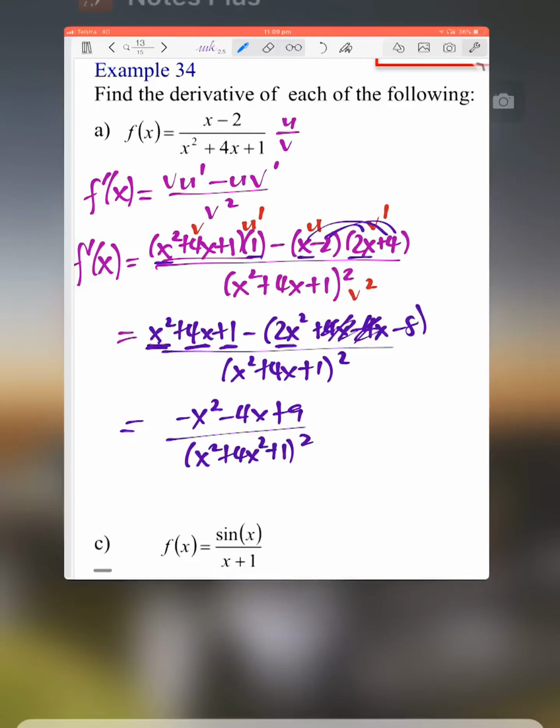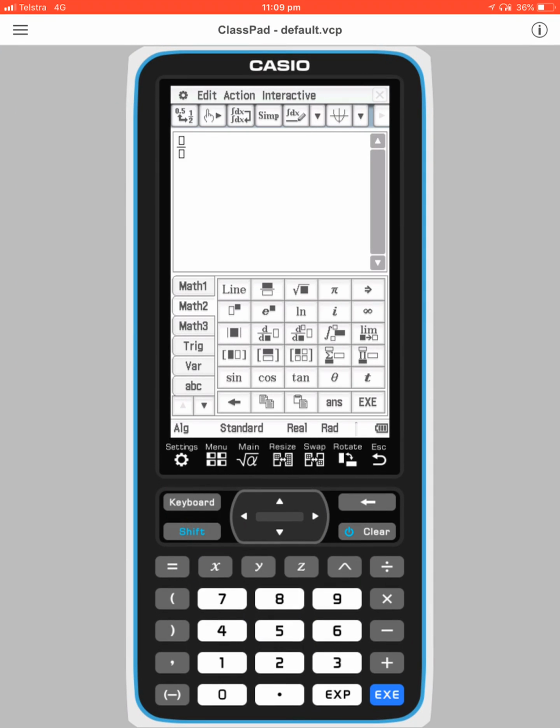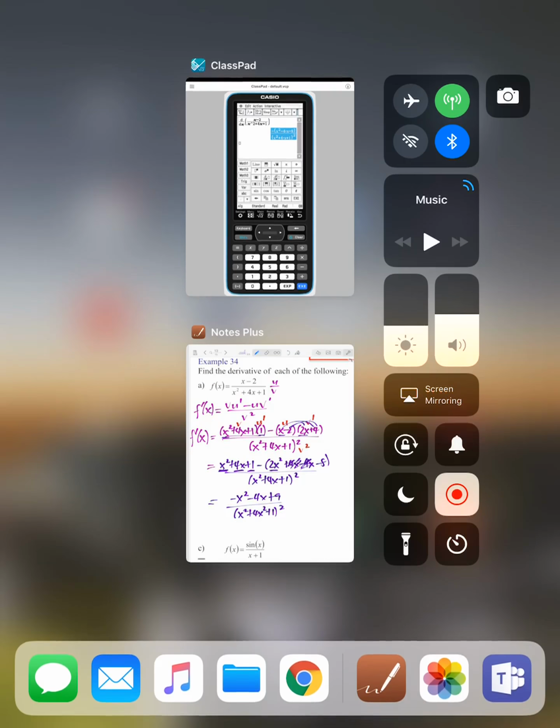So we can check it, x minus 2 on x squared plus 4x plus 1. Derive x minus 2 on x squared plus 4x plus 1. So negative x squared plus 4x plus 9. It's exactly what we got.